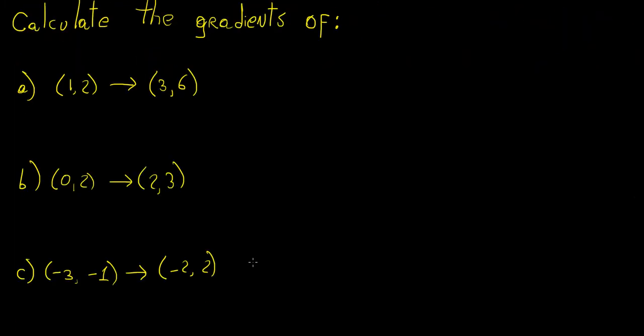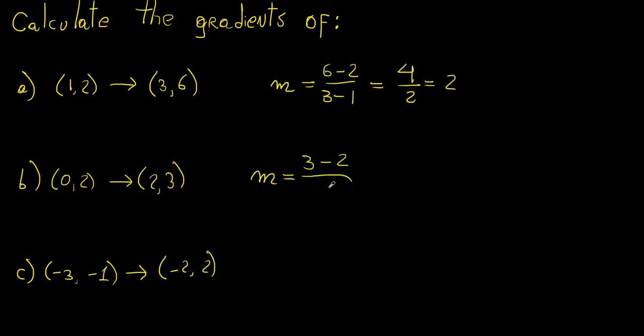So let's calculate the gradients between the 2 points here. We have (1, 2) and (3, 6). Let's do this one minus that one. So we have y coordinates 6 minus 2, x coordinates 3 minus 1. So we have 4 divided by 2, and that's going to be a gradient of 2. For this example here, let's do the same order again. We have 3 minus 2 for the y coordinates, and then 2 minus 0. So the top is 1, the bottom is 2, so we have a gradient of half.